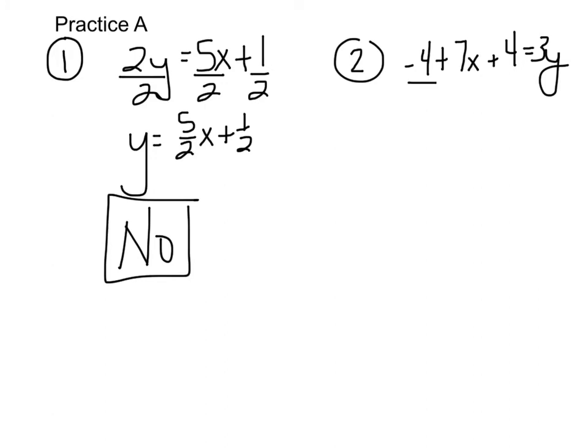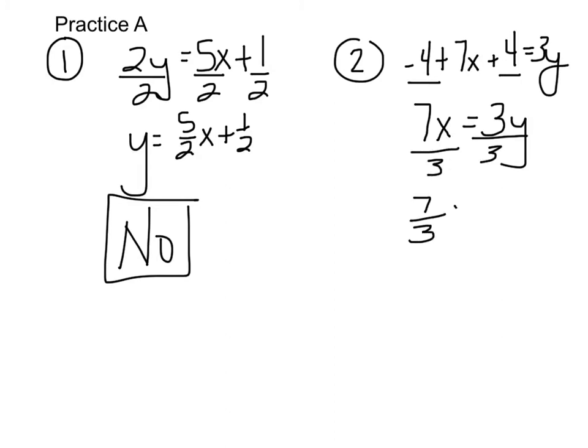In number 2, negative 4 plus 4, they cancel. So that gives me 7x equals 3y. Solve for y. That would give me 7/3 x equals y. Is that direct variation? Yes. So then your value of k, your constant of variation, is 7/3.